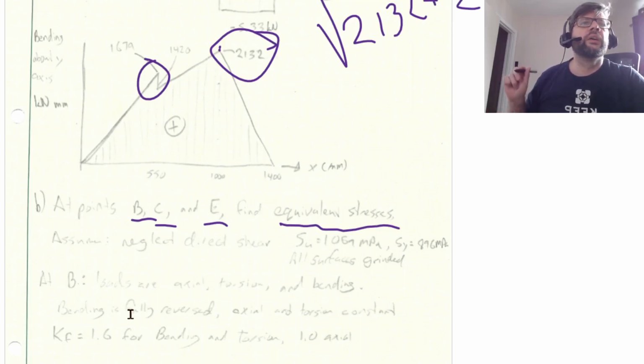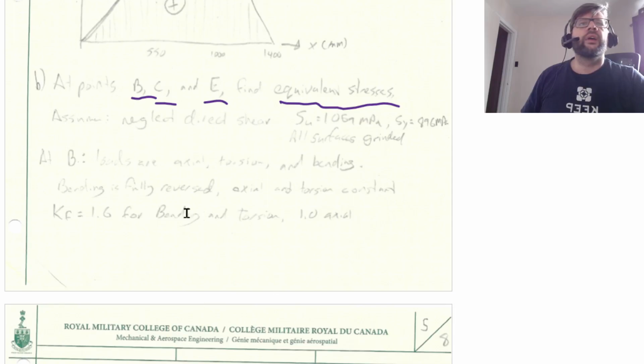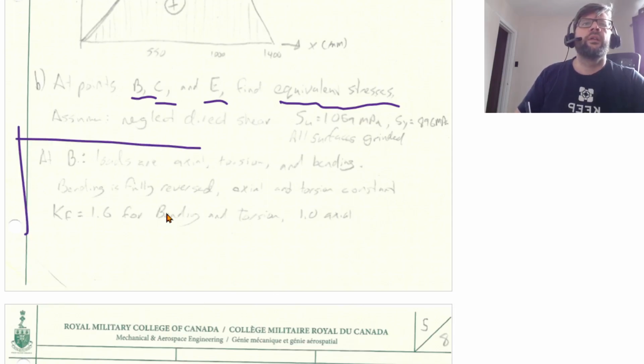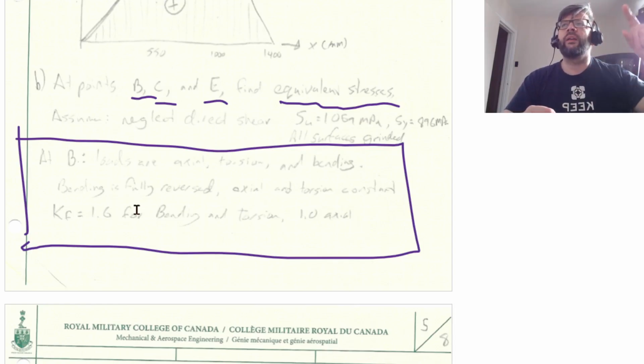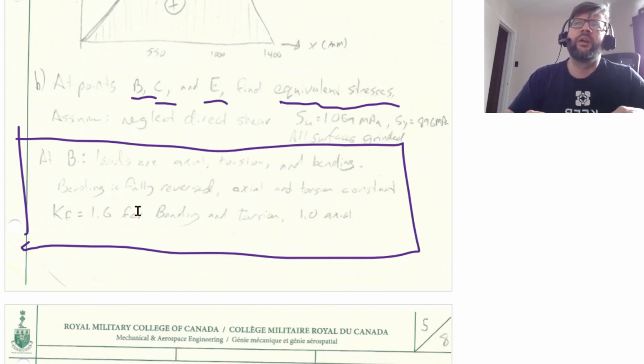But we do know that at B we have three types of loads: the axial load, the torsional load, and the bending load. The bending, again, is fully reversed, so it is fluctuating up and down, going from a maximum amount to a minimum amount. The only thing that changes is the sign; the magnitude is the same. The axial and torsion, however, are constant.